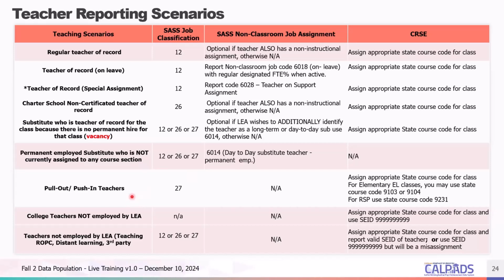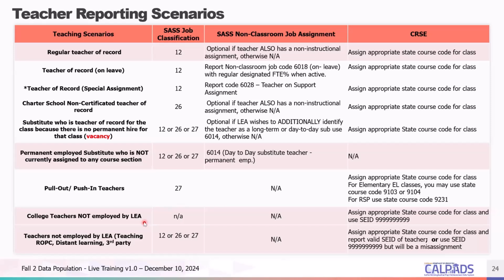For those itinerant push-in or pull-out teachers who perform English Learner Services, PE, or even RSP, you would assign a job classification code of 27 and report a state course code of 9103 or 9104. For those RSP pull-out push-in teachers, you would use a state course code of 9231, but you do have the option of not reporting student course section records to a job classification code of 27.